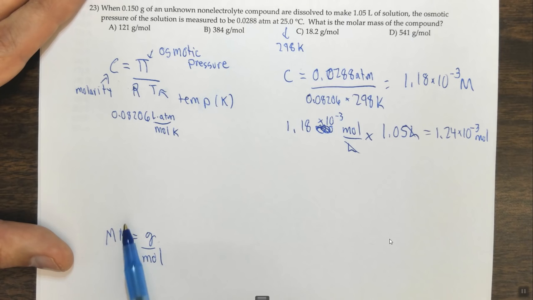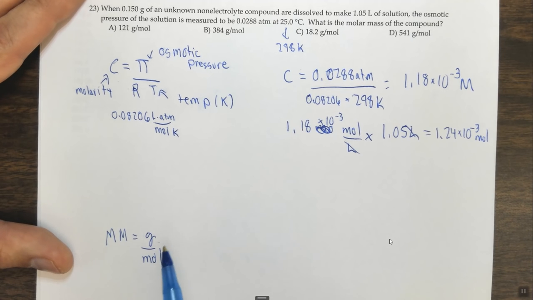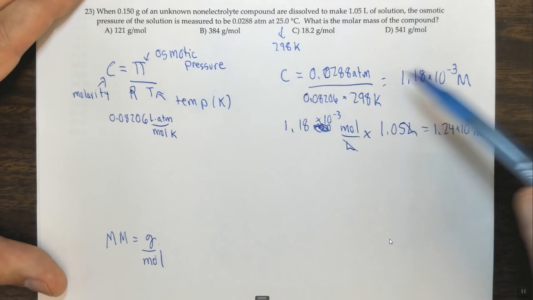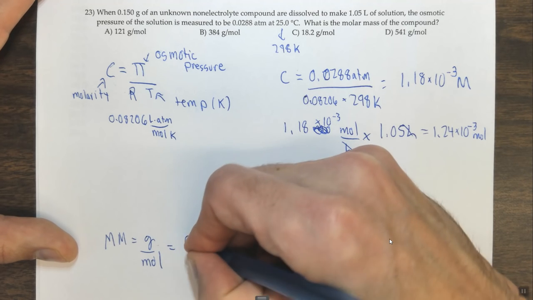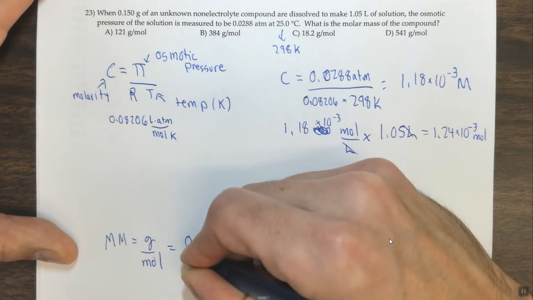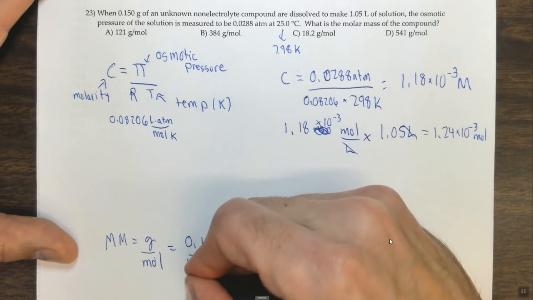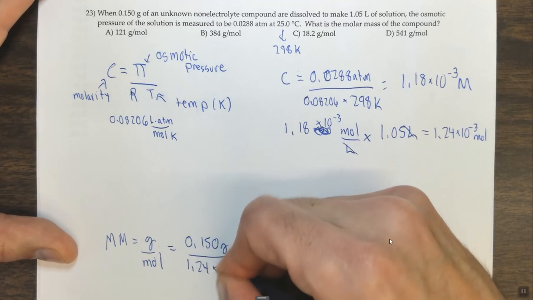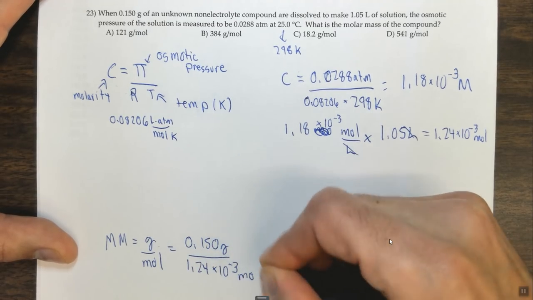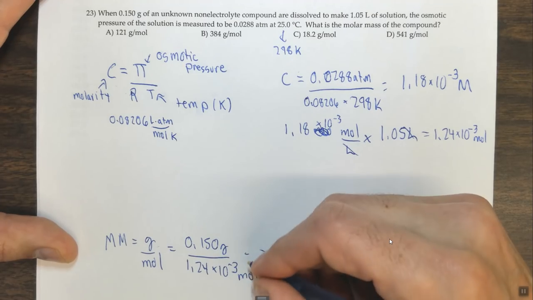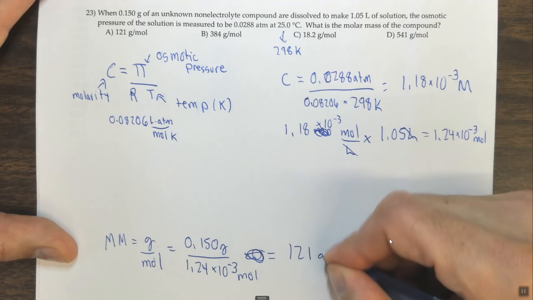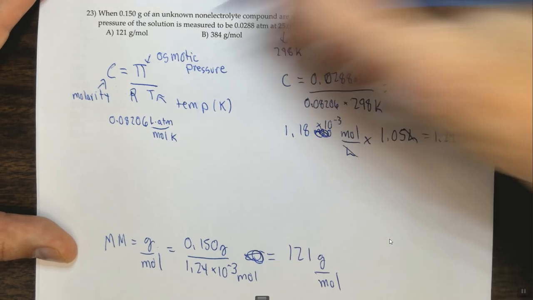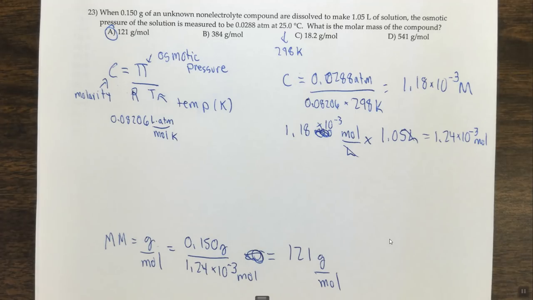Now we can find the molar mass, grams per mole. We know the grams, it's given in the problem, 0.150 grams. We know the moles because we just found it, 1.24 times 10 to the minus 3 moles. And when we do that math, we find that it's 121 grams per mole, which is choice letter A.